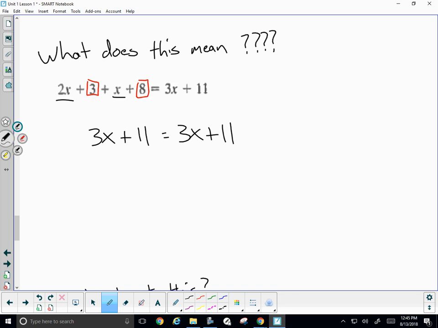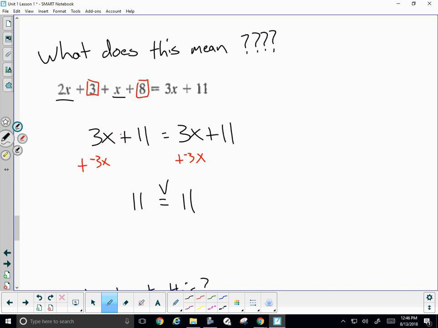Well, I get 3x plus 11 on the left side, and the right side is already 3x plus 11. Usually when we have x's on both sides of an equation, we want to remove them from one side so that they remain on the other side. However, if I do that, I get 0 x's on the left side and 0 x's on the right side, giving me just 11 equals 11, which is a true statement.